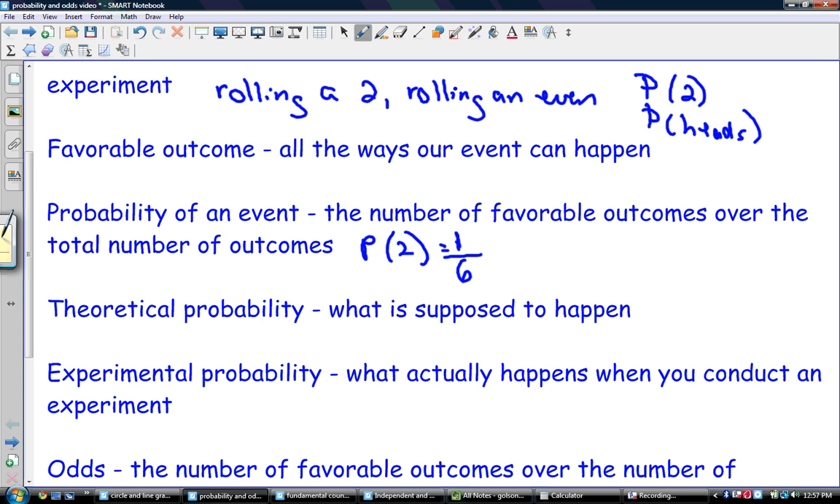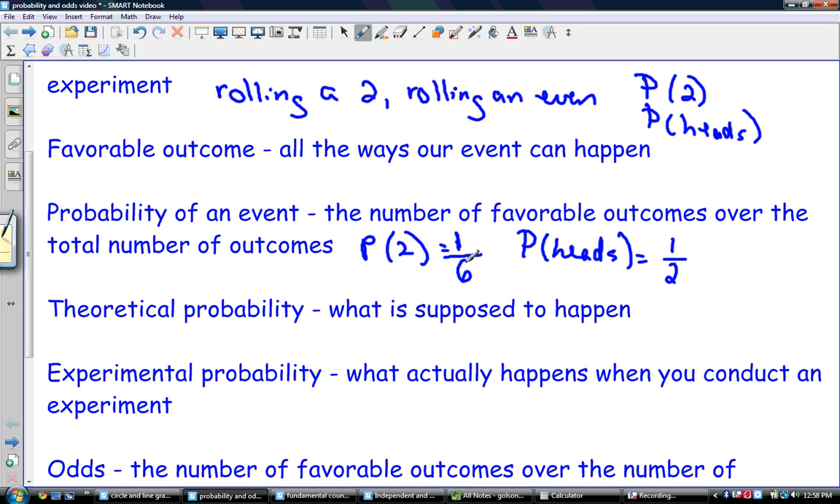If I'm flipping a coin and I want to know the probability of getting a head, then it's going to be one way I can get heads out of 2 possibilities, either heads or tails. So that probability would be 1/2. So notice that because it's the number of favorable outcomes over the total number of outcomes, it's always going to be a fraction.